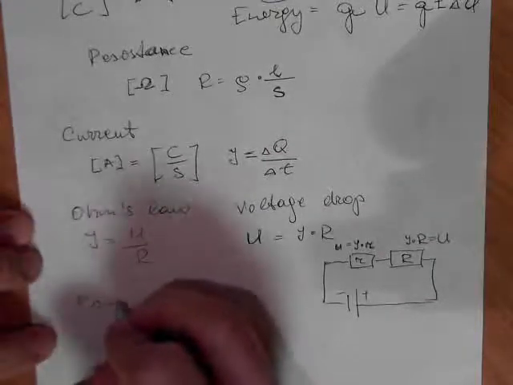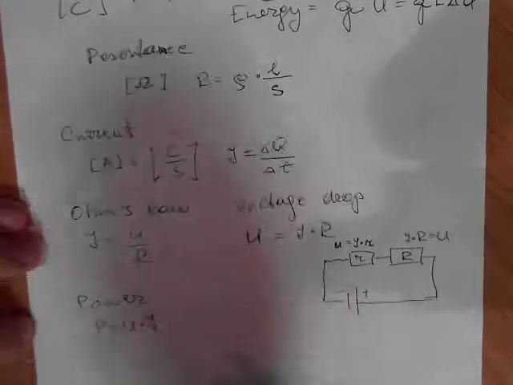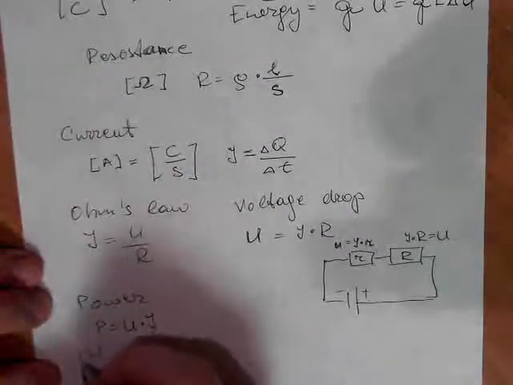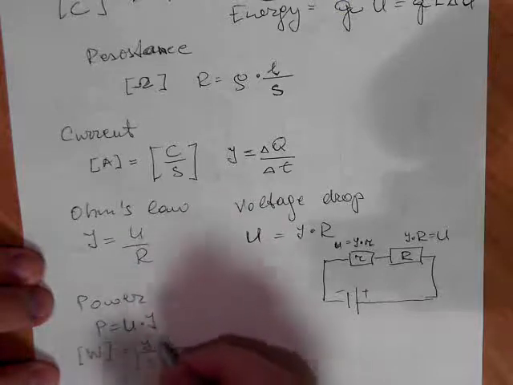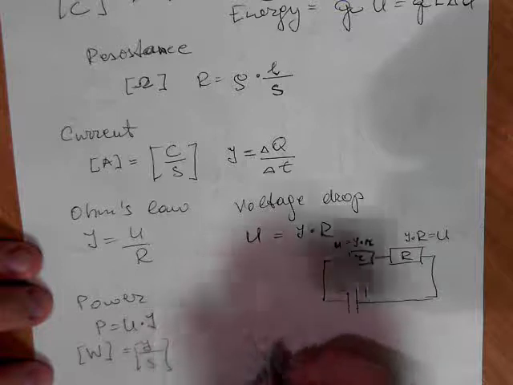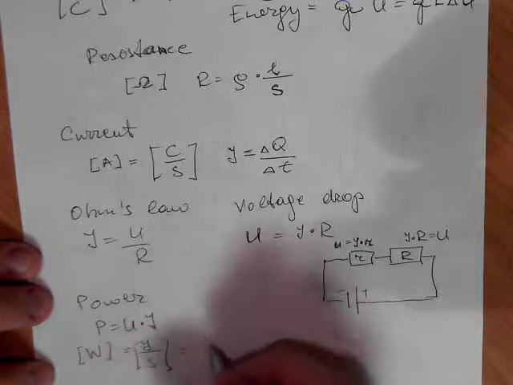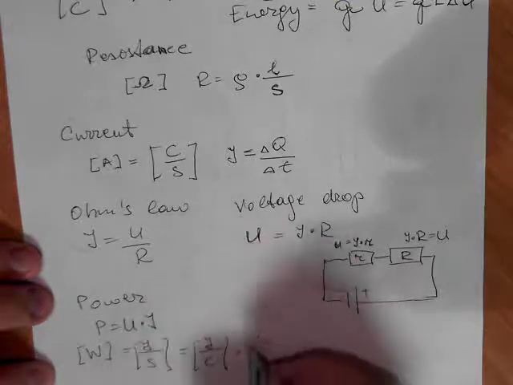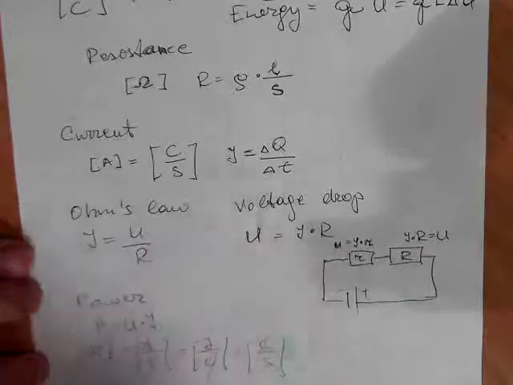Now power. Power is P equals U times I. The units are watts, or joules per second. As you know, voltage is joules per coulomb and current is coulombs per second, these cancel out, and you get joules per second, which are the units of power.